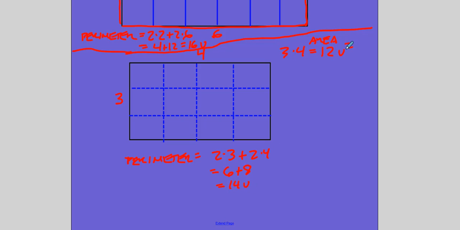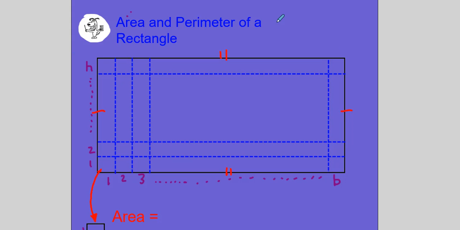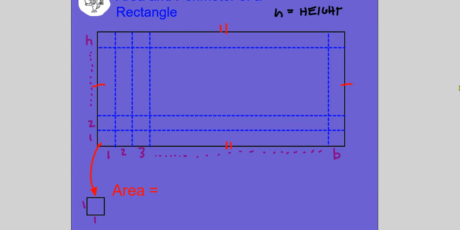Area is units squared. So now let's look at the general formulas for the area and perimeter of a rectangle. Instead of having to write out base every time, I'm going to let the letter B represent the base. I'm going to let the letter H represent the height, so I don't have to write that out every time. So let's start with area. The basic unit here is going to be a square unit, which is 1 by 1. So this is a square unit.